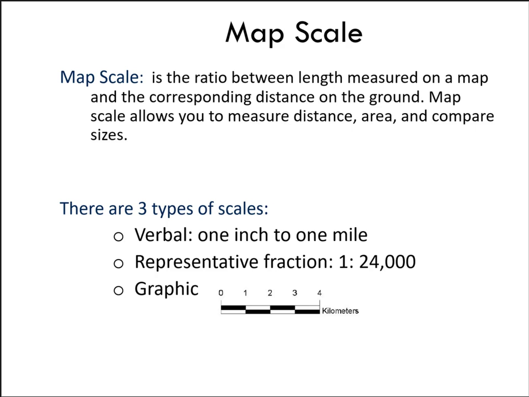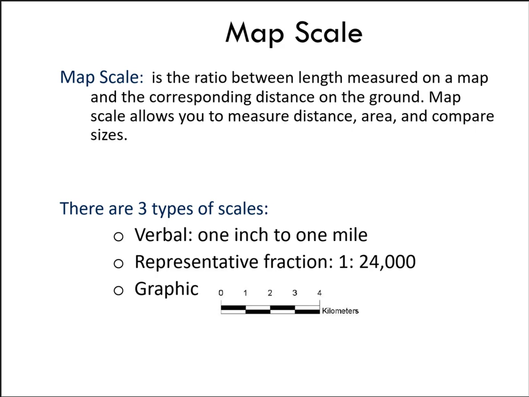But as I said, you cannot mix units. You can't say 1 mile is equal to 24,000 kilometers, or 1 kilometer is equal to 24,000 miles. It has to be the same exact unit. And finally, a representative fraction always begins with a 1. It can't be 2 to 24,000 or 3 to 24,000.